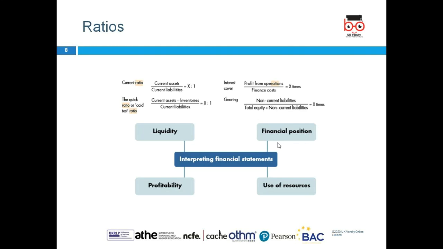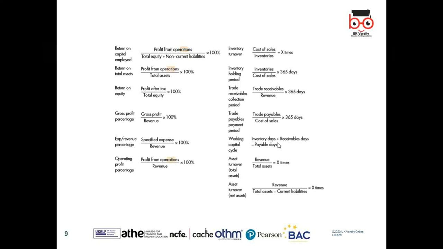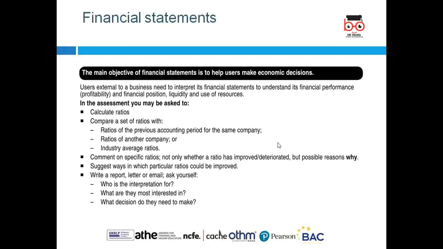Profitability and financial position ratios, and interest cover: profit from operations divided by finance cost, which means interest cost. So how many times our profit is higher than the finance cost. Gearing: like when you drive your car, high gear means high risk. Profitability, and the use of resources, also known as efficiency ratios. So we can see all the formulas we've been given. We can use these formulas to calculate the ratios.